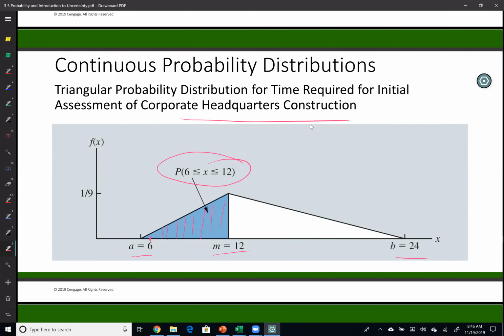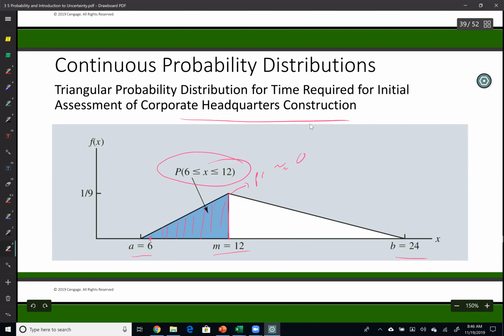Again, I can draw an infinite number of vertical lines, so it doesn't really make any sense to ask what's the probability of exactly 12, because it's a continuous distribution and exactly 12 will go to pretty much this line right here. This probability will be very close to 0.